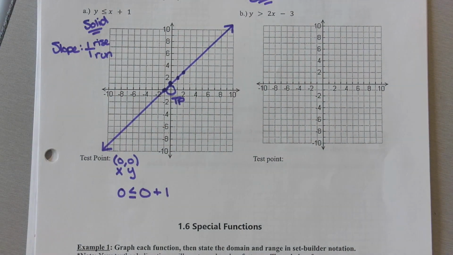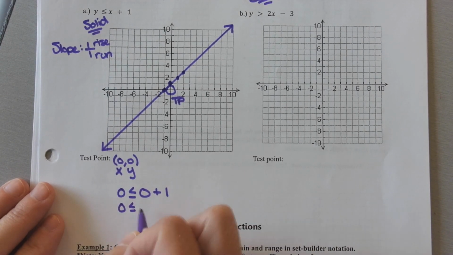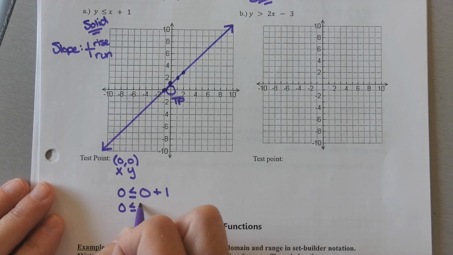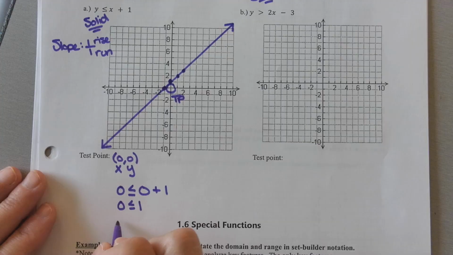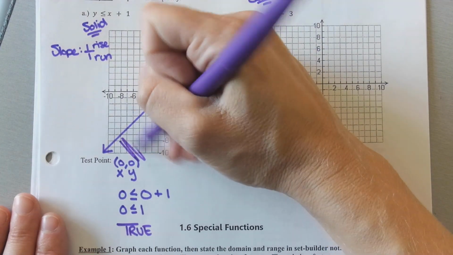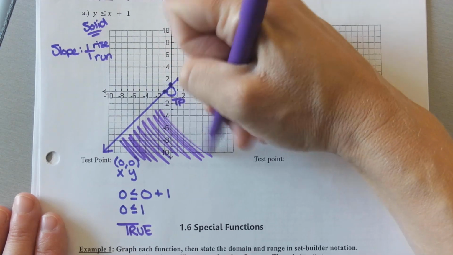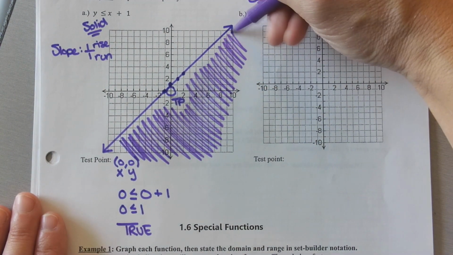So I went back to my original equation, and I plugged in 0 for y, 0 for x. And I'm gonna see if this gives me a true or a false statement. So I get 0 is less than or equal to, what is 0 plus 1? 1. Is 0 smaller than or equal to 1? Yes. So that is a true statement. If it's true, you shade where the test point lives. So the test point lived here, so I'm gonna shade here.